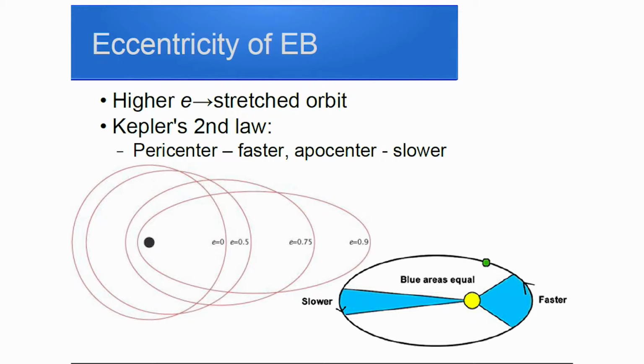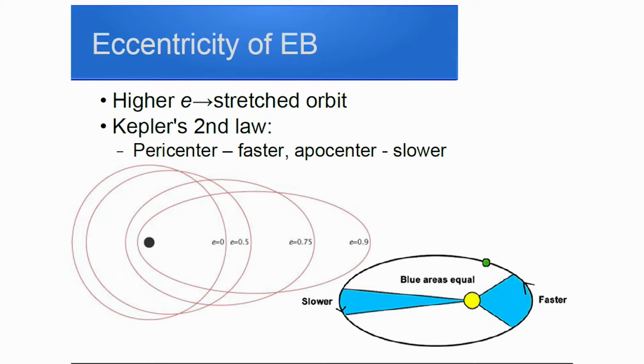Eccentricity, just for repeating: if it's 0, the orbit is circular, and the higher the e is, the more stretched the orbit is. According to Kepler's second law, we can say that if the star is near the primary star, so it's in the pericenter, its orbital velocity is faster, is bigger, and if it's in the apocenter, it's slower.